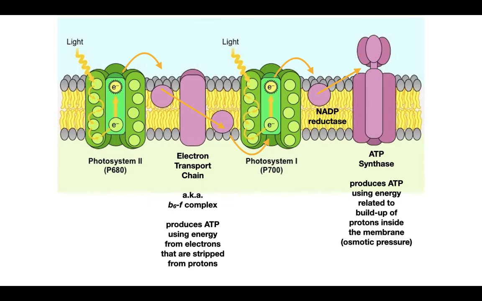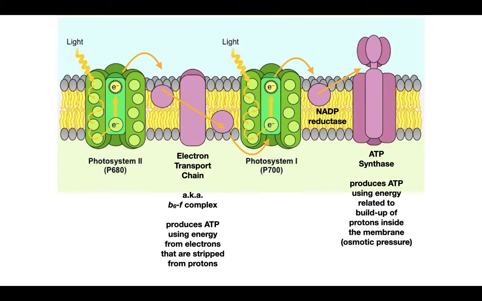That produces ATP, and it uses energy from electrons that are stripped from protons. So we'll come back around to that in a moment. Photosystem 2 also absorbs light. And again, exactly like photosystem 1, the second photosystem also absorbs light, and the electrons bounce through those chlorophylls until an electron is ejected, so they work exactly the same way.